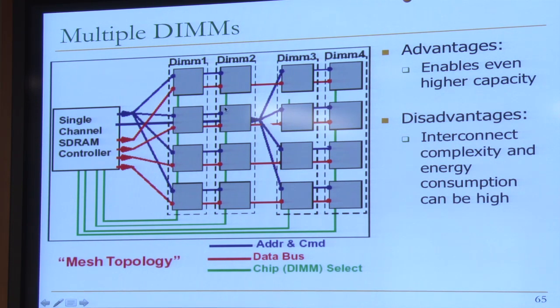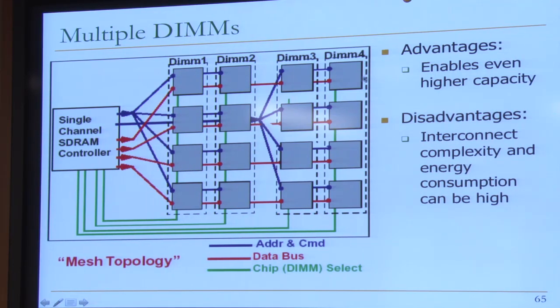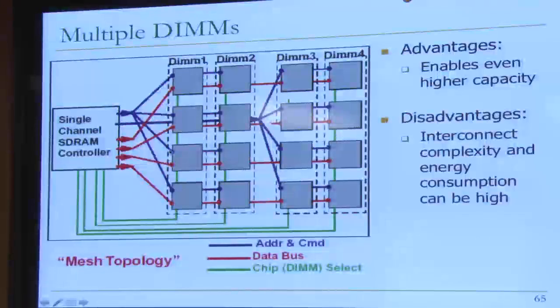You add more DIMMs. Well, one way of getting more capacity is you increase the capacity of each DIMM. But there's limited capacity that you can get this way. Well, you add more DIMMs. This enables even higher capacity. The downside is, how do you actually interconnect this, right? How do you actually access these different DIMMs? Again, you need to address them somehow, and the memory controller controls it. And you need to somehow interconnect them.